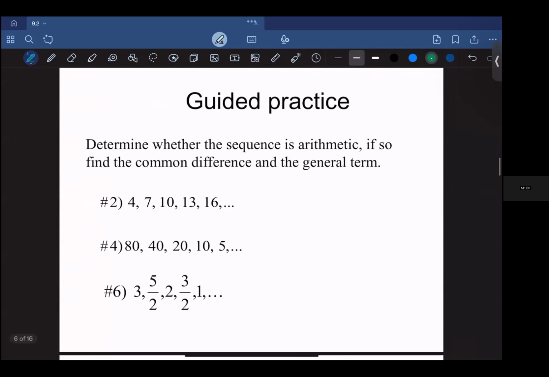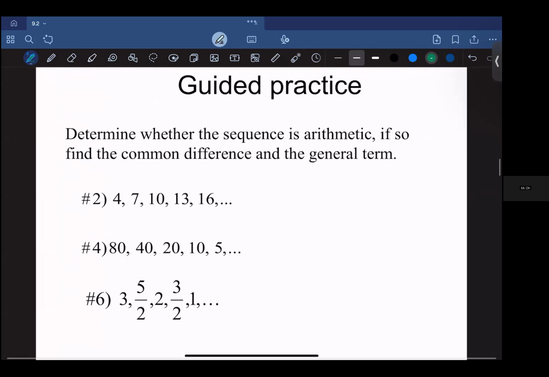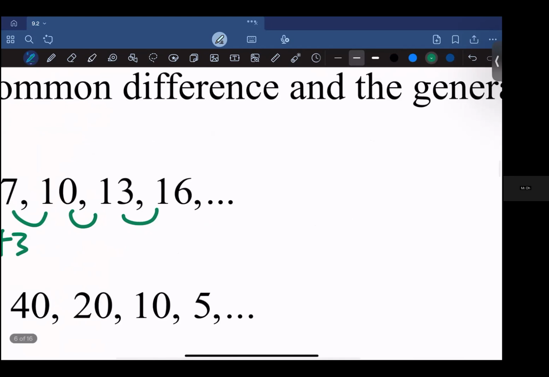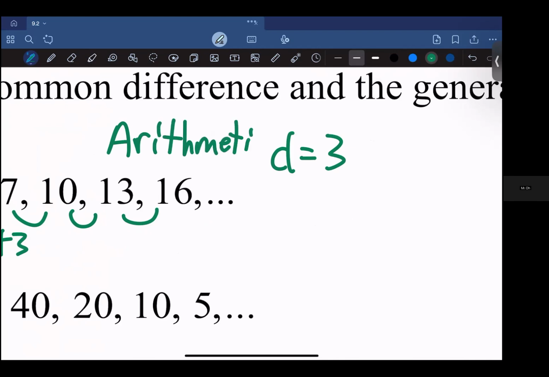All right, guided practice. You guys can go ahead and pause. You can also work with your friends if you want, but I'm assuming most of you just put your AirPods in and are just going to go quadruple speed on this. But determine whether the sequence is arithmetic. If so, find the common difference and the general term. So number 2 right here. What is the difference I'm seeing? I'm seeing a lot of +3. So my common difference is 3, and it is for sure arithmetic.